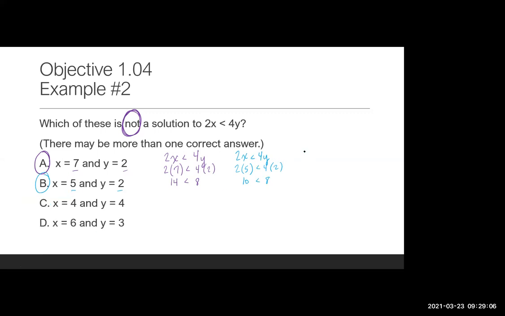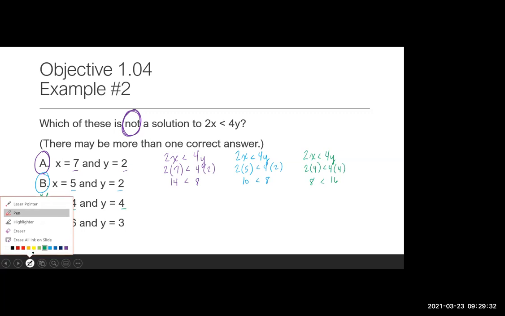Okay, let's do C. I've got 2x is less than 4y, and I'm going to put in 4 for x and 4 for y. So 2 times 4 is less than 4 times 4. 2 times 4 is 8. 4 times 4 is 16. This is true. So I know that 4 is a solution, so I'm not going to choose it to say it's not a solution.